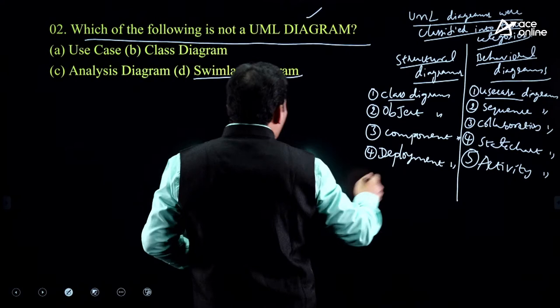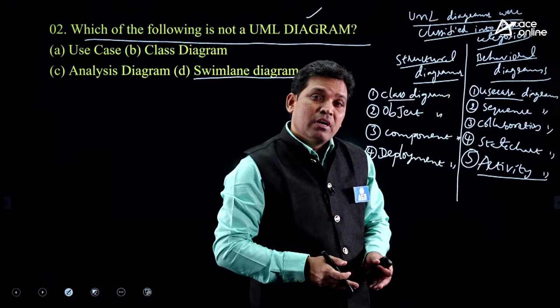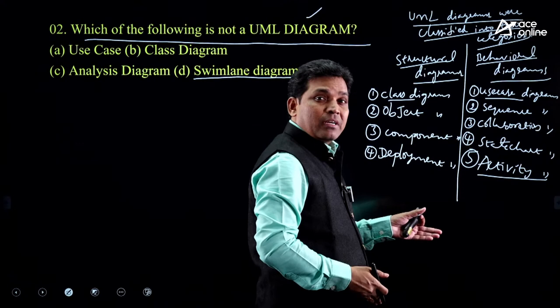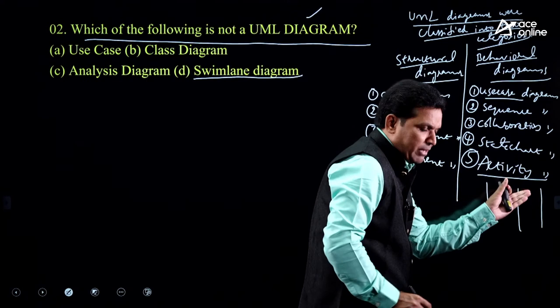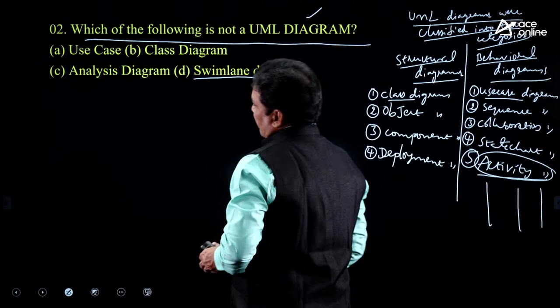Now observe activity diagrams. Activity diagrams are modeled in two ways: with swim lanes and without swim lanes. Activities are partitioned among different objects, so swim lanes: swim lane 1, swim lane 2, swim lane 3, like this. So the swim lane diagram is also one of the UML diagrams, that is, the activity diagram. So the UML diagrams are the use case diagram, class diagram, and swim lane diagram.